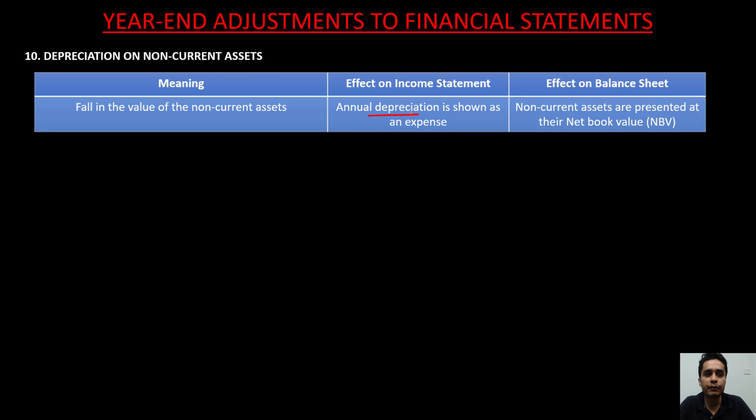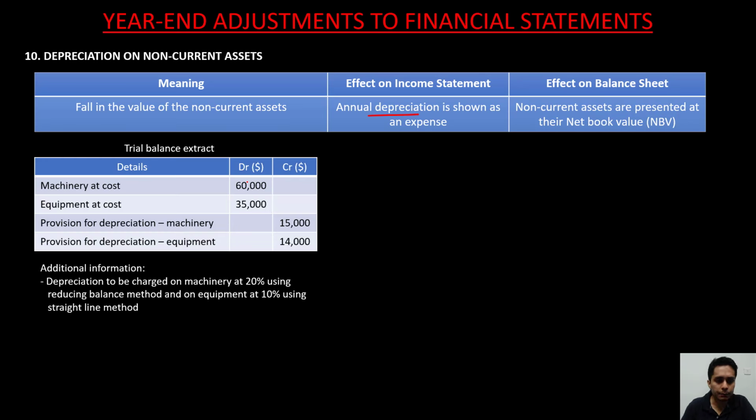In the balance sheet, we will have to show our non-current assets at the net book value after deducting the current year's depreciation. So let's have a look at the example. We have two assets here, machinery and equipment. We are going to use both the methods, straight line method and reducing balance method, and see how we treat it in the income statement and balance sheet. Machinery, cost of the machinery is 60,000. Provision for depreciation on machinery is 15,000. For equipment, the cost is 35,000 and the provision amount is 14,000.